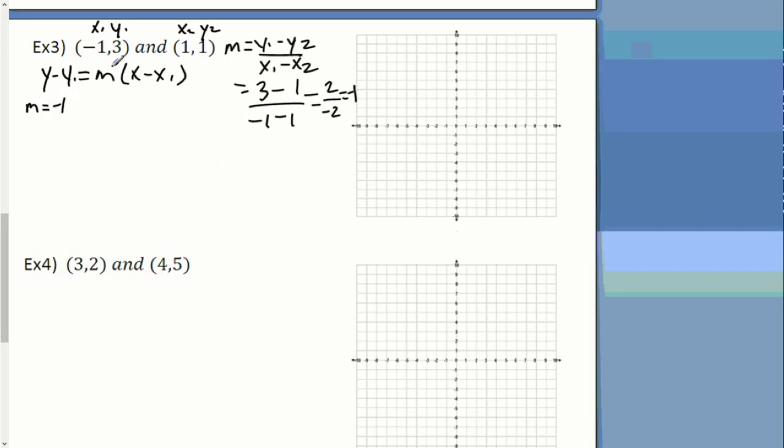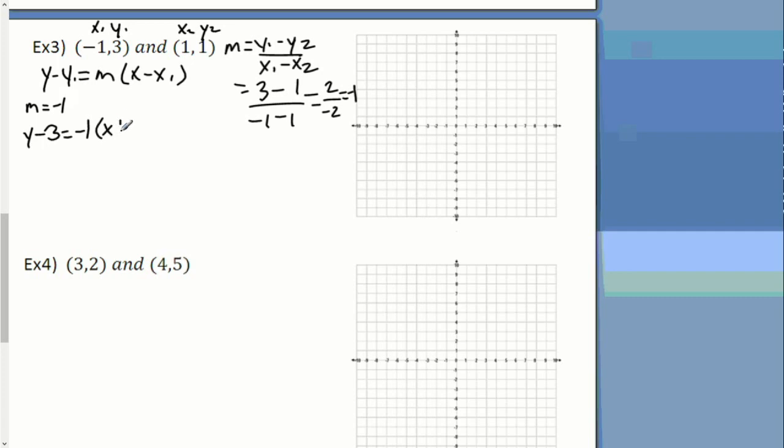Now here's something interesting. I have 2 points here, right? Which point do I use? Well, the answer is I can use either point, and I'm actually going to do this problem with both points so you can see that it works either way. So I'm going to do it the first way. Y minus, I'm going to use this point, right? So y minus what? 3 is equal to negative 1 times x.